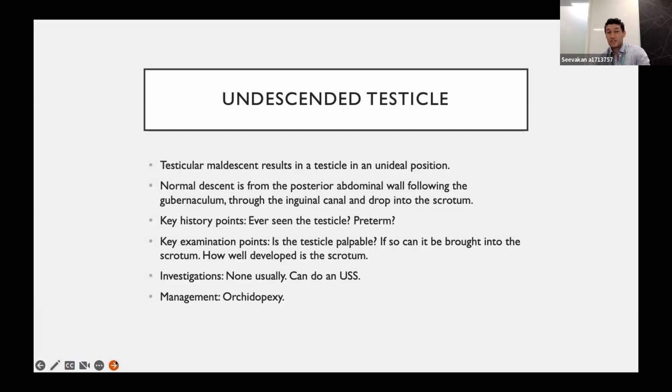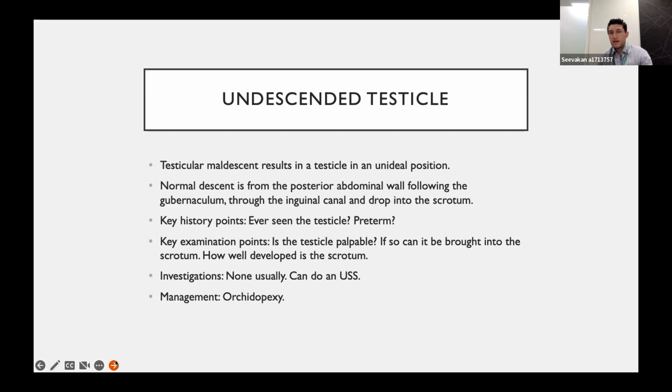Undescended testicles usually give a lot of people a lot of problems in terms of OSCEs and writtens. The main thing to consider is that I usually like to call it testicular maldescent. Testicles normally descend from the posterior abdominal wall down through the deep ring, through the canal, pop out through the superficial ring and end up in the scrotum. The testicle can arrest anywhere along that path. So it can be intra-abdominal, at the deep ring, in the canal, in the superficial ring, or in the proximal scrotum, or it can even be ectopic, so anywhere along the medial thigh.